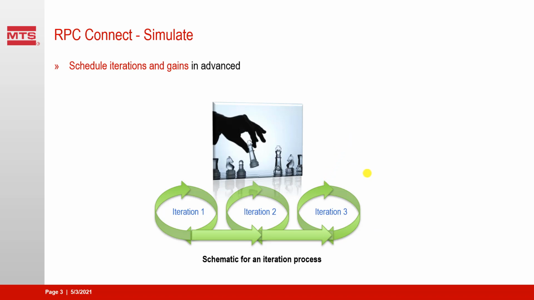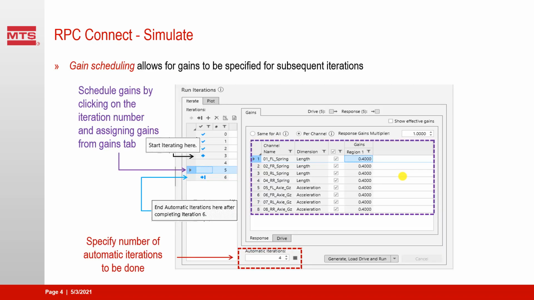So we are able to schedule iterations and gains in advance. That means that if we have a specimen which behaves similar to a specimen we already did an iteration on, we can pre-schedule these iteration gains, and hopefully the iteration runs smoother than starting from scratch. And that is the basic idea behind the scheduled iterations.